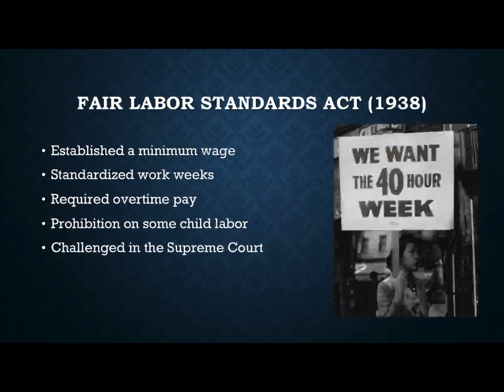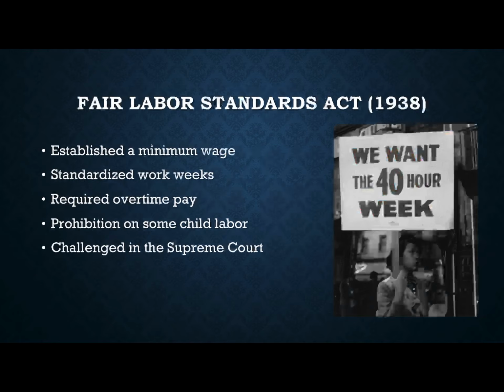The works programs were not the only thing that the New Deal did for unemployed workers. One of the most successful acts was the Fair Labor Standards Act, and the Fair Labor Standards Act created infrastructure that dictated how companies could treat their workers. It established a minimum wage of 25 cents per hour, a standard 44-hour work week, a requirement to pay for overtime work, and a prohibition on certain types of child labor.